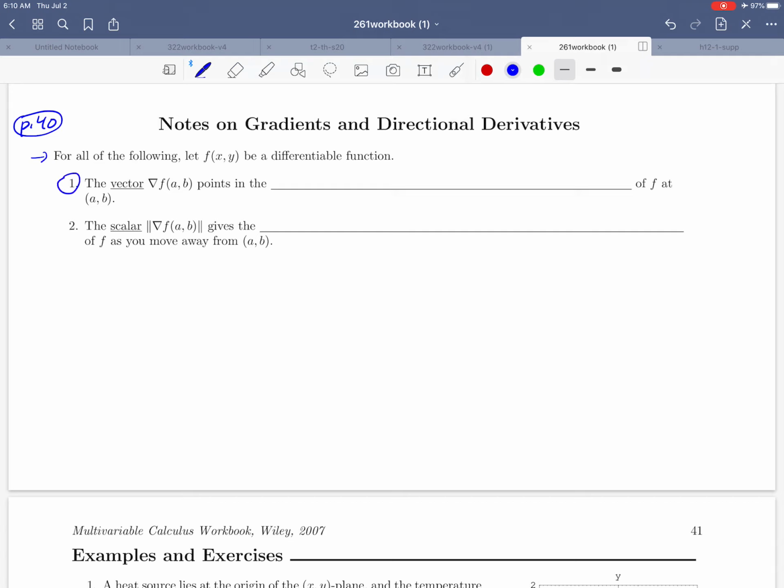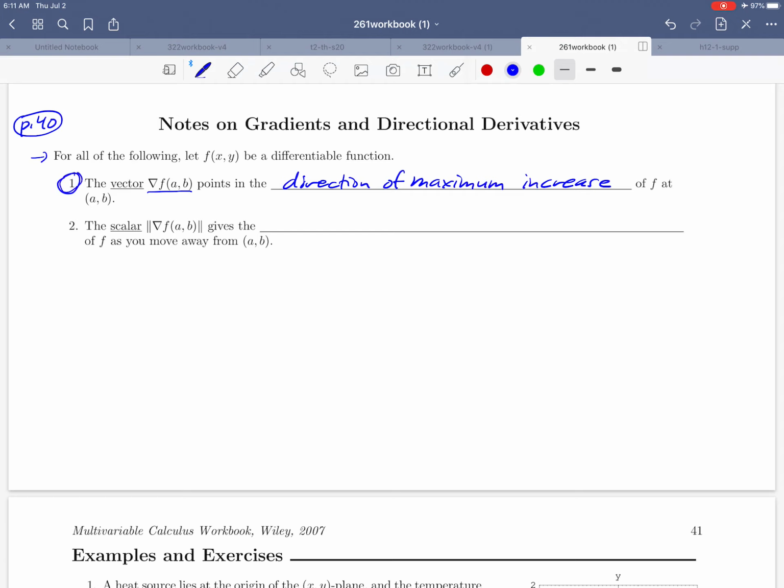First, the vector gradient of f at (a, b) points in the direction of maximum increase of f at the point (a, b). You might remember that we made this observation back in the preliminary example at the beginning of this section. We noticed that all of our gradient vectors pointed towards the origin, and that was where the temperature of our metal plate was the greatest.